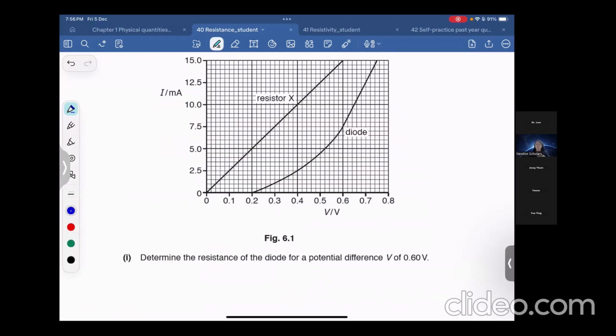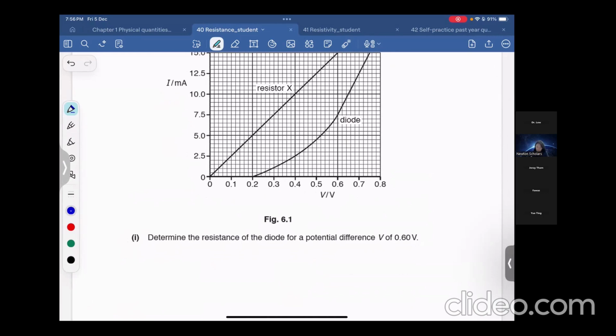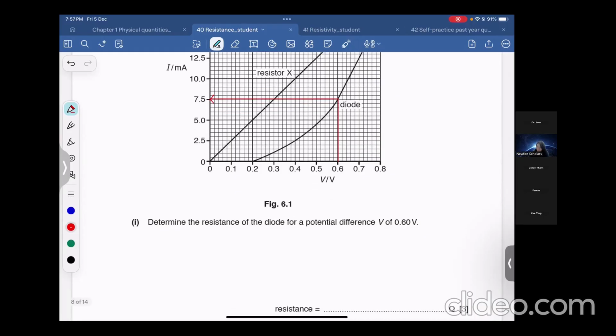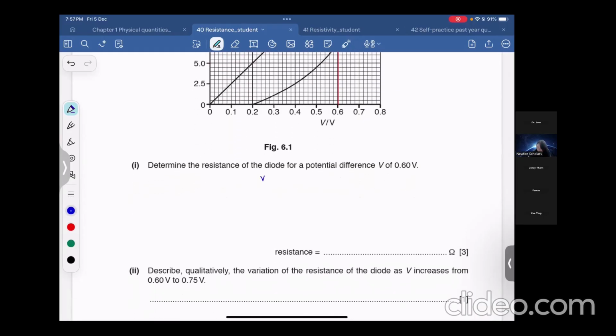Vashini, correct. Good. Any others? 0.6. Correct. Jore correct. Okay, good job, you are all very good. V equals IR, so the resistance; or you can use R equals V over I also.